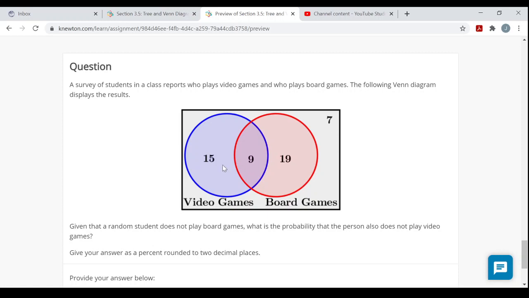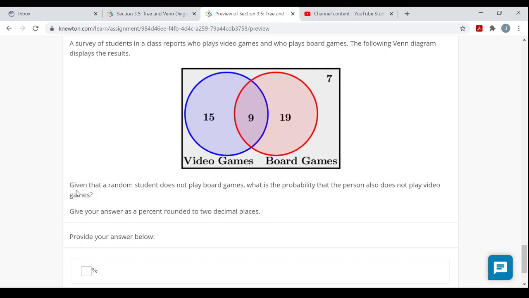All right, so using these numbers, we're going to say, given that a random student does not play board games. So again, notice the word given that, right? Remember conditional probability. Given that a random student does not play board games, what is the probability that the person also does not play video games?